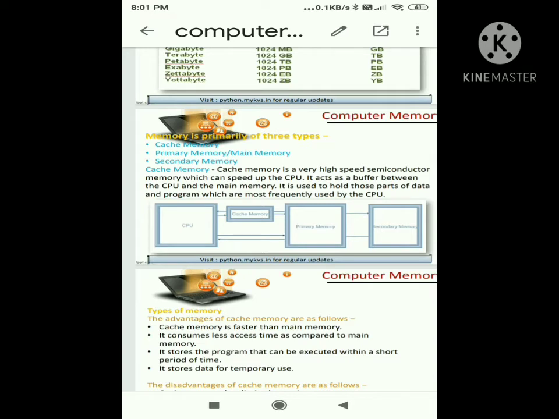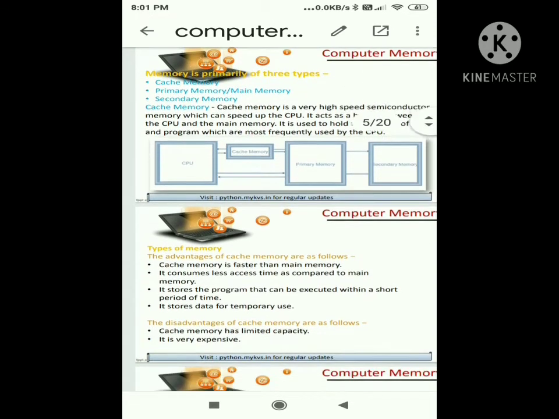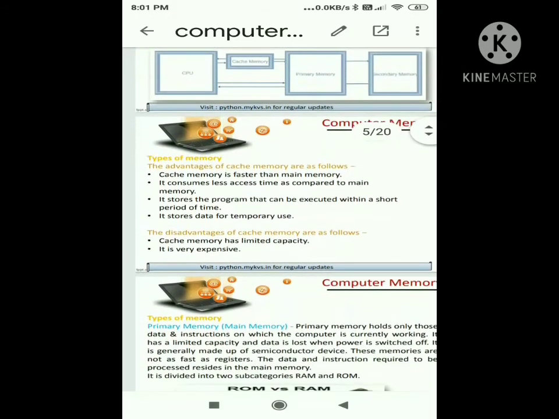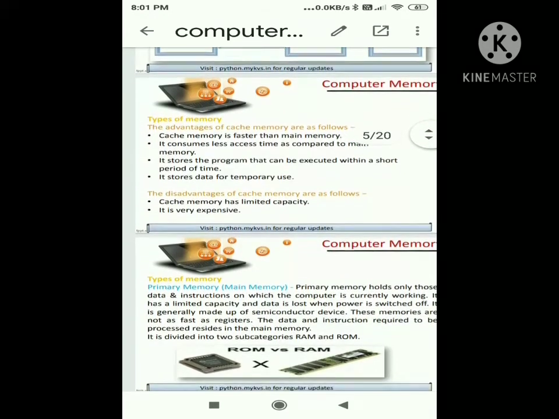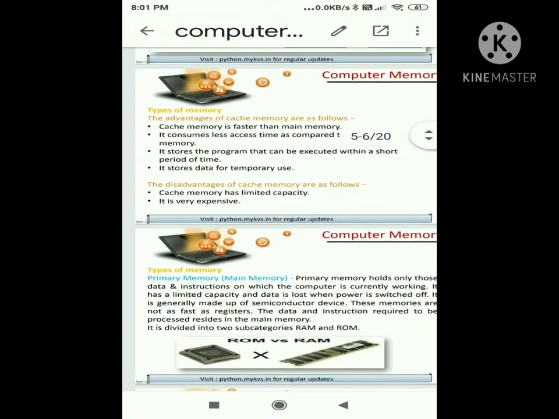The next is some disadvantages. The disadvantage is that cache memory has limited capacity. It doesn't have unlimited capacity, it contains some limited capacity. And the very big disadvantage is that it is very expensive.